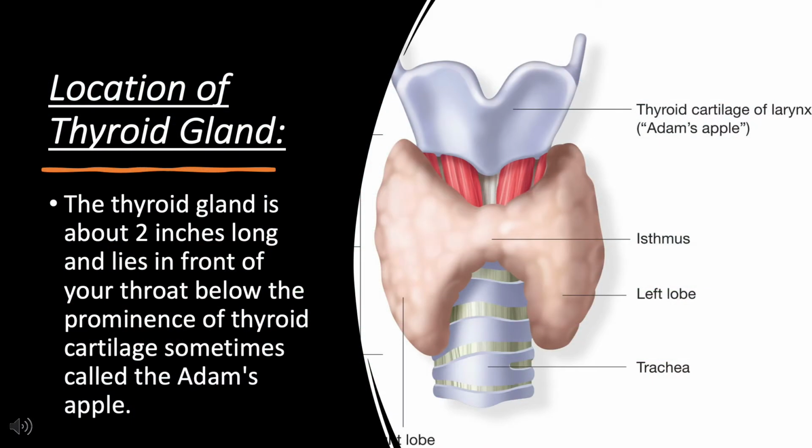Location of the thyroid gland. The thyroid gland is about 2 inches long and lies in front of your throat below the prominence of thyroid cartilage, sometimes called the Adam's apple, as shown in the diagram. Location of thyroid below Adam's apple.